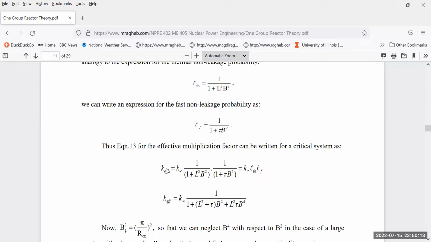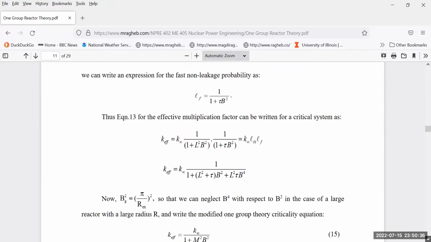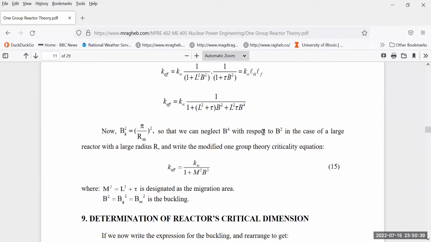So if we rewrite that equation as K effective is equal to the infinite medium multiplication factor divided by that fraction of the neutrons that are not leaking as thermal neutrons multiplied by the fraction of the neutrons not leaking as fast neutrons, we can get that form of the equation that now describes not just one group of neutrons, thermal neutrons, but also fast neutrons. Let's multiply those two terms in the denominator. What we get is 1 plus L squared plus tau, the Fermi age, B squared plus L squared tau B to the fourth power.